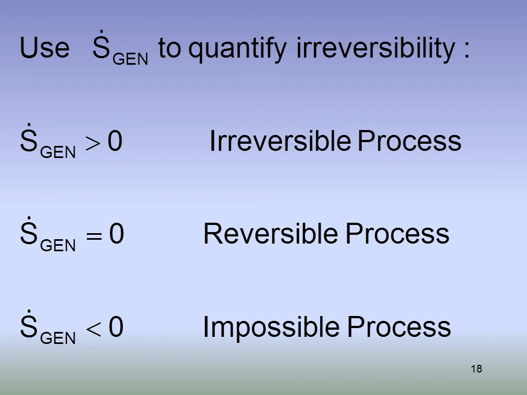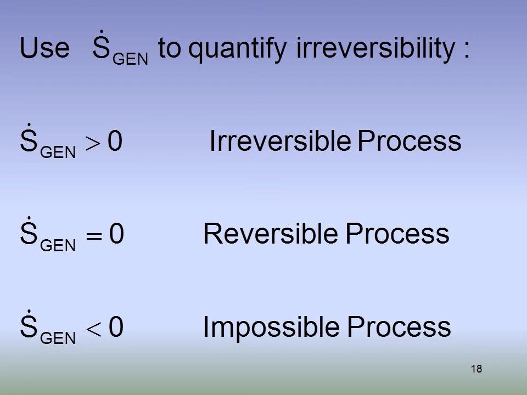Now, if we want to use S generated to quantify irreversibility, we can say that an S generated greater than 0 is an irreversible process, and that's really all the processes. All real processes are irreversible. Now in the limit, if S generated is equal to 0, we have what's called a reversible process, and we've talked about that happens when there's no gradient. And of course, if there's no gradient, nothing ever happens. Nothing to push it forward, nothing will ever happen. So it is an idealization.